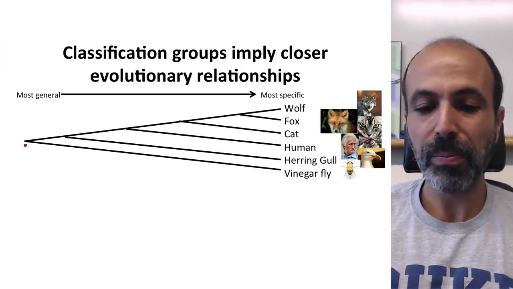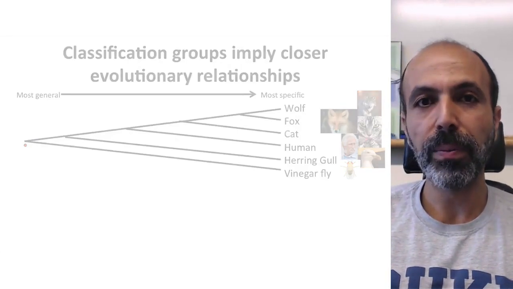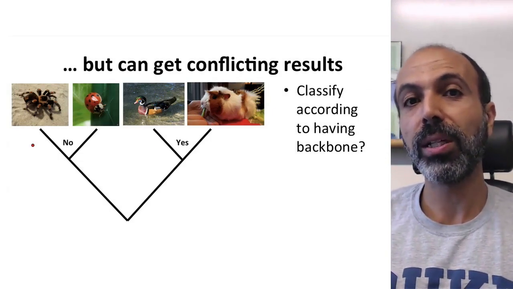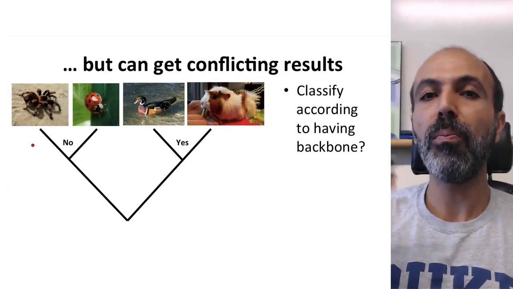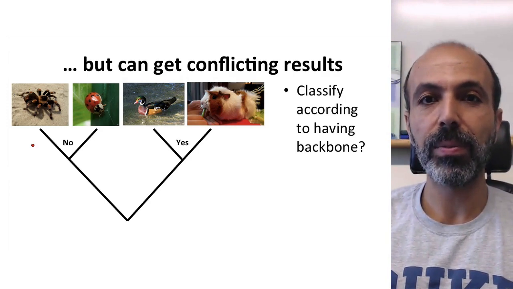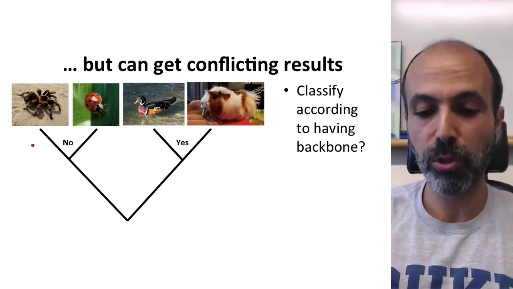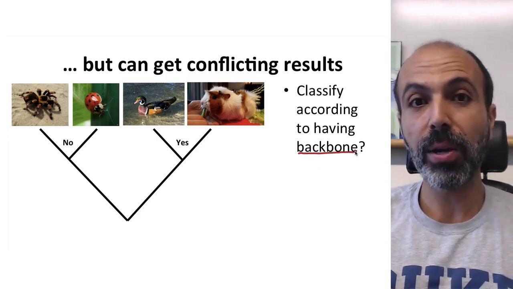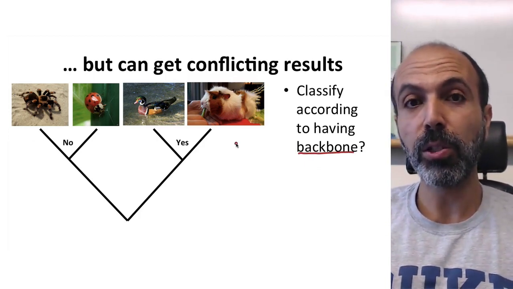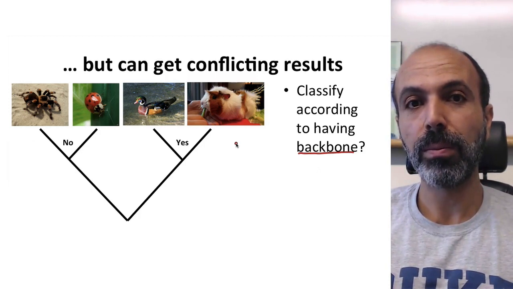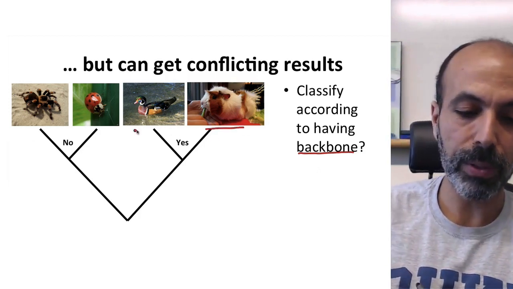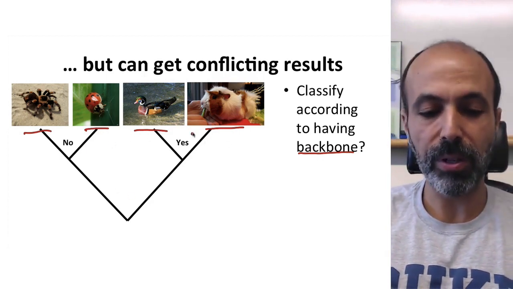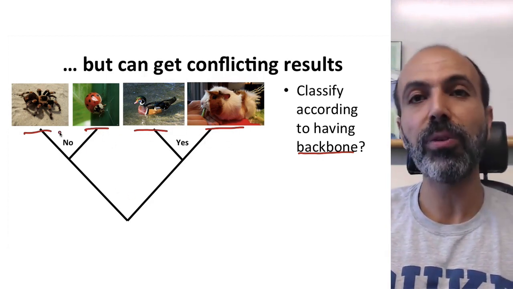Now, this sounds fairly straightforward. In practice, however, you can get conflicting results depending on which characteristics you use for making this sort of classification system. So one of the examples I used before was vertebrates. So vertebrates are animals that have a backbone. If you were to categorize the animals here that you see, which ones have a backbone and which ones don't? Well, the guinea pig obviously has a backbone, and the wood duck has a backbone, whereas the ladybug and the spider do not. So this is very clear that these two are similar and these two are different.